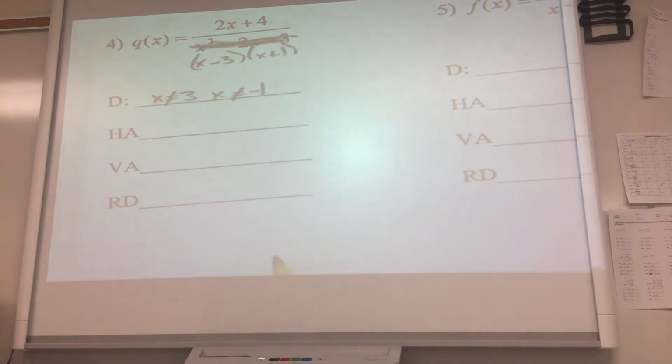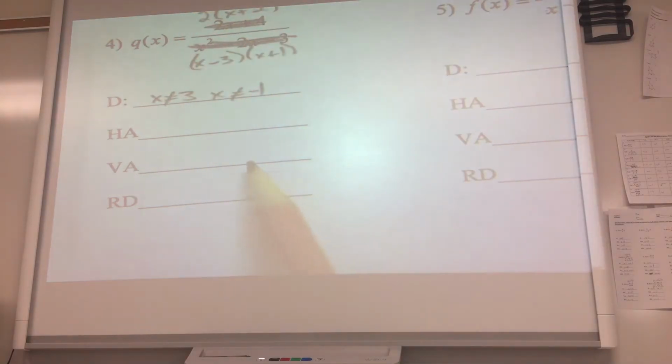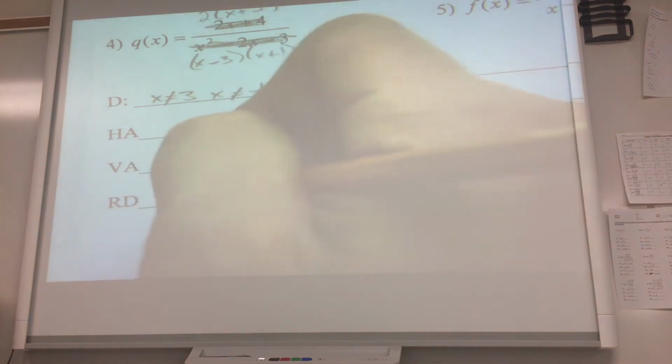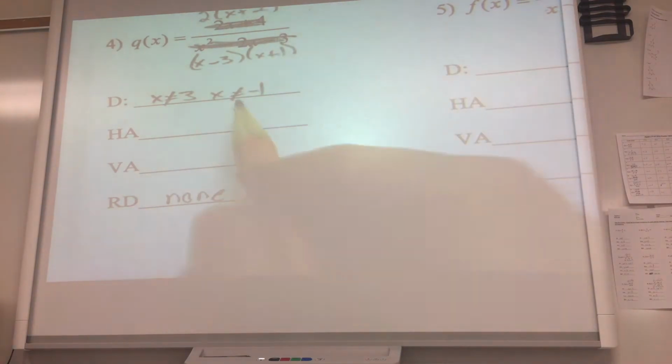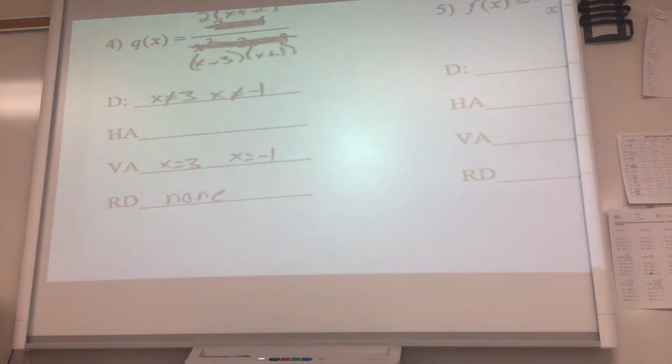Guys, always start by factoring. Factor the top: 2 times x plus 2. Okay. Do any of these cancel with anything up top? No. So that means there are still none for removable discontinuities. As far as vertical asymptotes, both of them are. So x equals 3 is a vertical asymptote, and x equals -1 is a vertical asymptote.